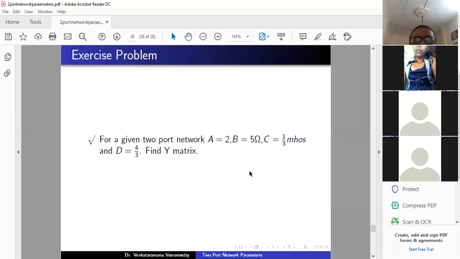For each of ABCD and H parameters, I require 2 classes. So 4 more classes are required to complete all. Okay.